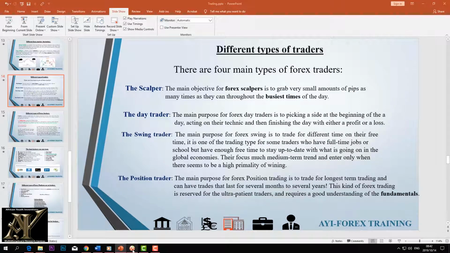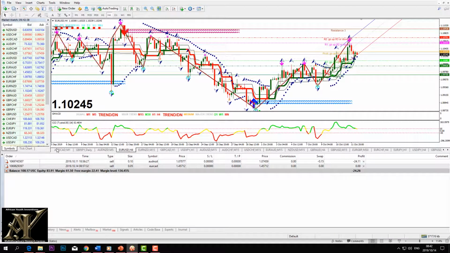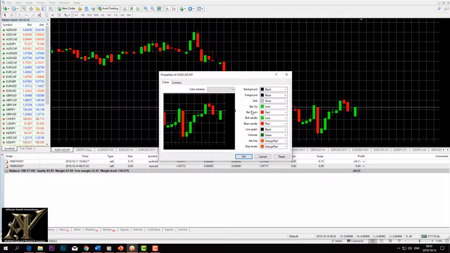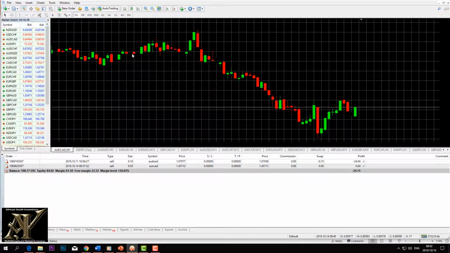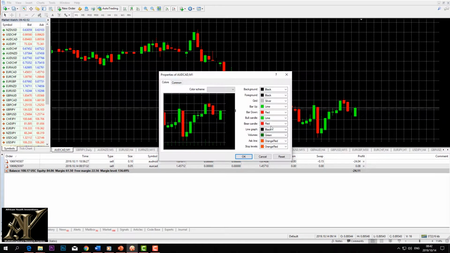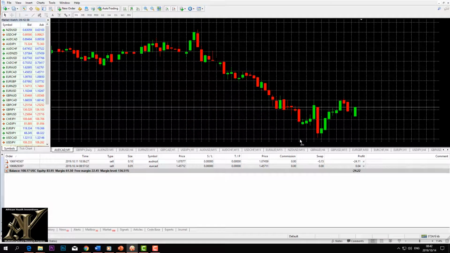To make it clear, when I went to this market, I went to property and changed the color for the bull candle, which means the one going up. Then I went to property again and changed the color for the bear candle, which is coming down. Now these are the candles. So now these are the market.